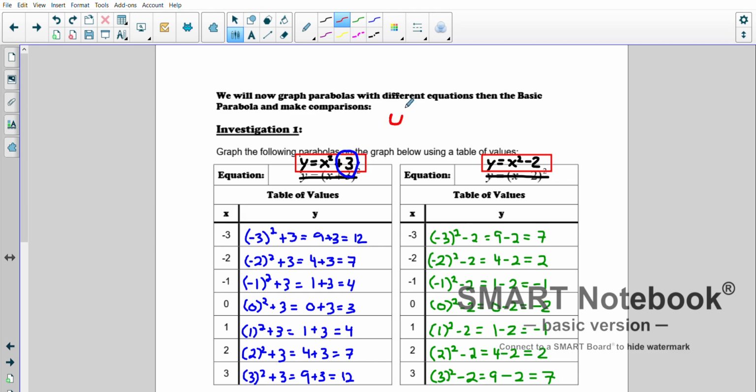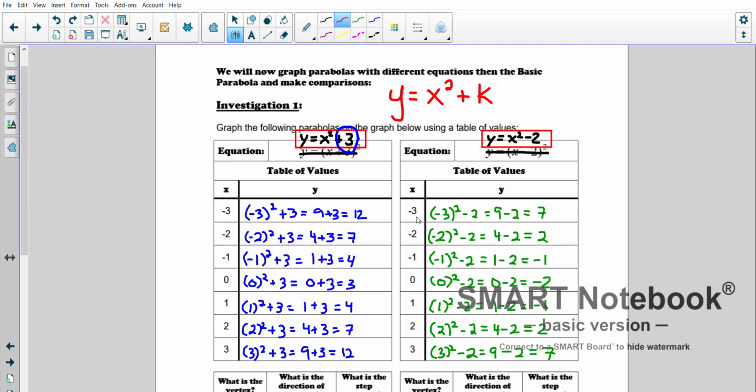So the equation of the basic parabola is y equals x squared, and we want to know what's going to happen if I add something after this. It could be a positive number, it could be a negative number. So what I did was I graphed these using a table of values. You could also have done this investigation using Desmos.